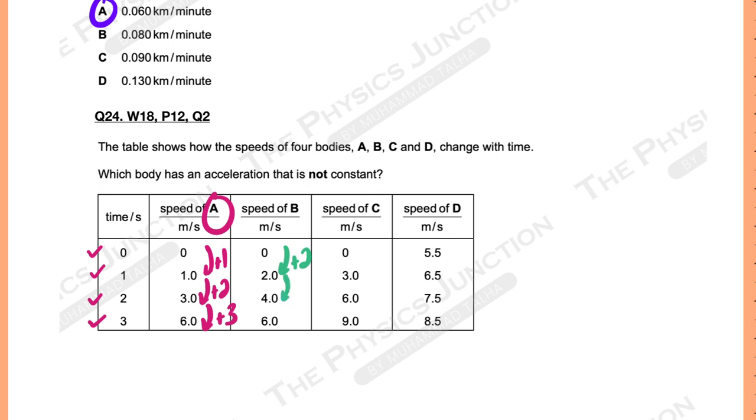0 to 2 is plus 2, plus 2, plus 2. 0 to 3, plus 3, plus 3, and plus 3. And 5.5 to 6.5 plus 1, plus 1, plus 1. So all of the other options have constant accelerations. A is the only one which has a not constant acceleration.